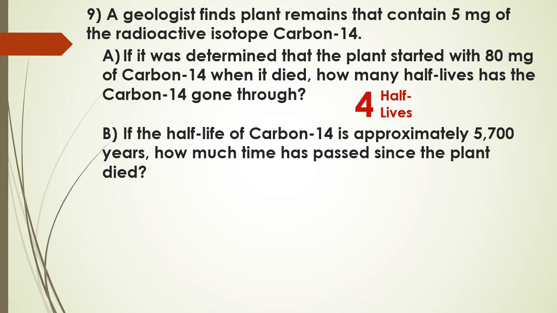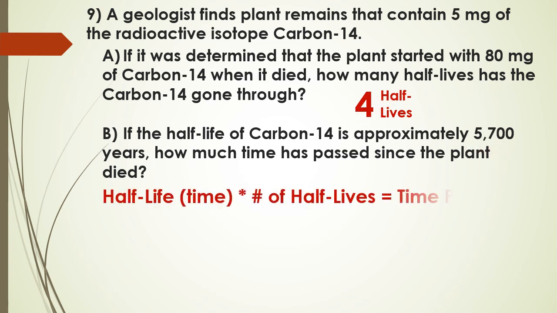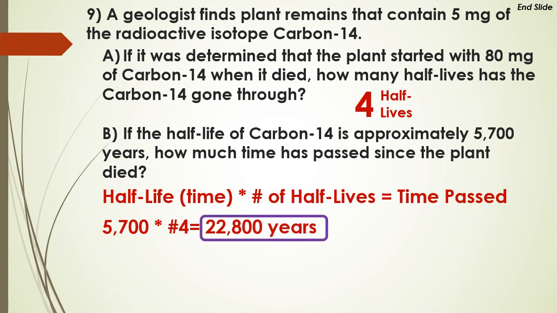If we have a total of 4 half-lives and 5,700 years per half-life, then we take the amount of time it takes for a half-life, that 5,700, times the number of half-lives, which is 4, and that gives us the total time passed, which is going to be 22,800 years.